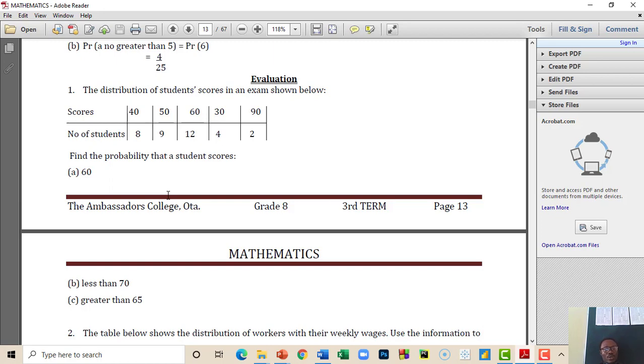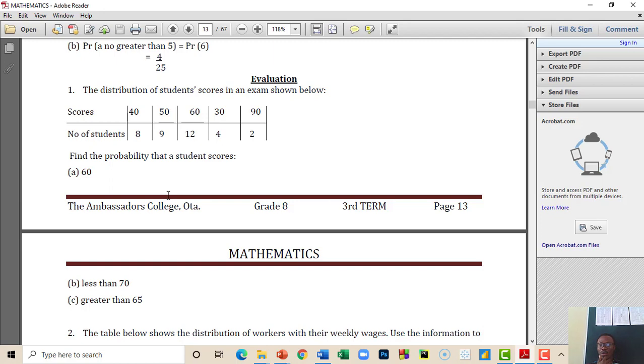Time is up. So from this question, the distribution of students' scores in an exam is shown below. We have the number of students: 8 students scored 40, 9 students scored 50, 12 students scored 60, 4 students scored 30, and 2 students scored 90. The first question says, find the probability that a student scores 60.